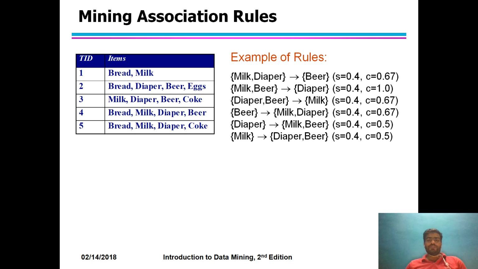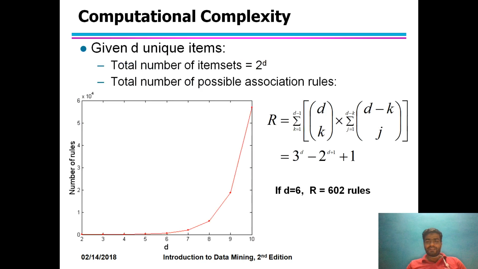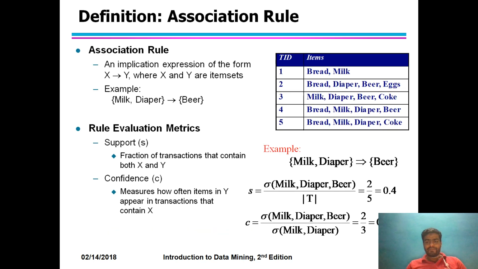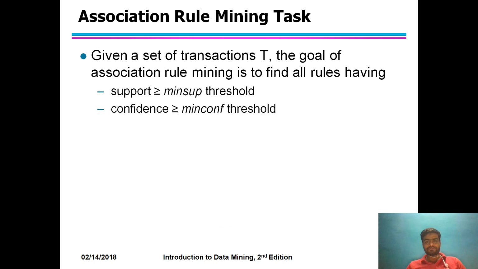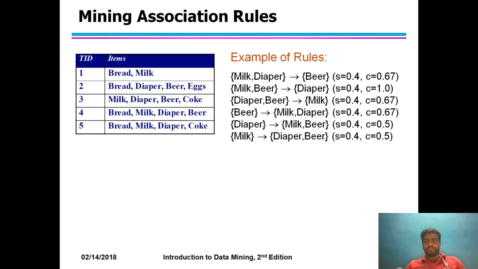So examples of rules. If you take milk, diaper, beer, how many times are milk and diaper being bought together? In the previous example we have already calculated that milk, diaper implies beer, where S is 0.4 and C is 0.67. We have already calculated that. You know how it was calculated.